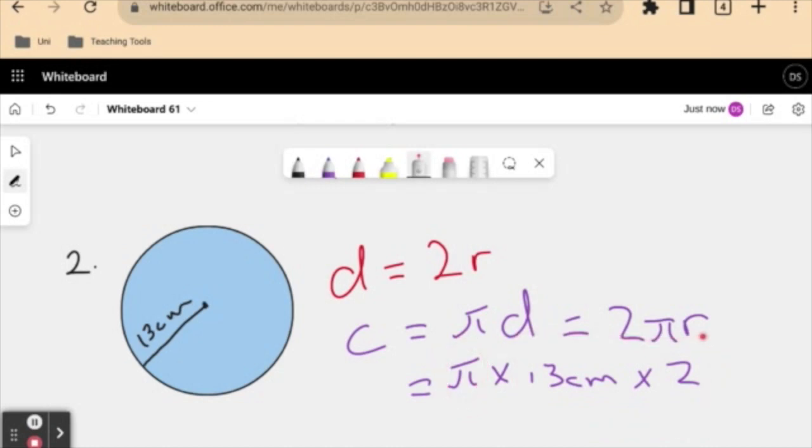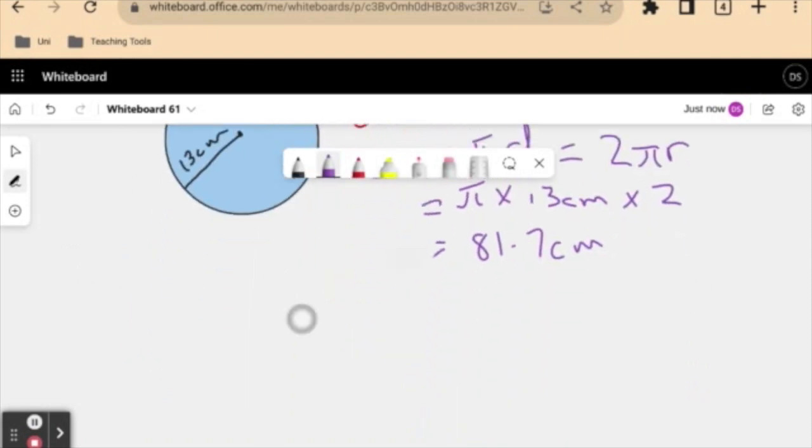So plugging this into my equation and putting it into a calculator, I will get, correct to one decimal place, about 81.7 centimeters here. Now let's do one more example, and I will switch this up one more time. And this should give you a good understanding of how we can work with all of the things that we've learned today.